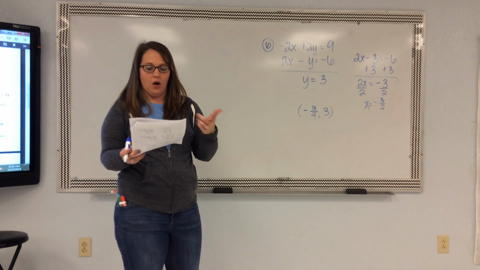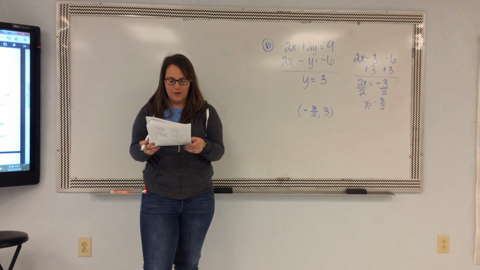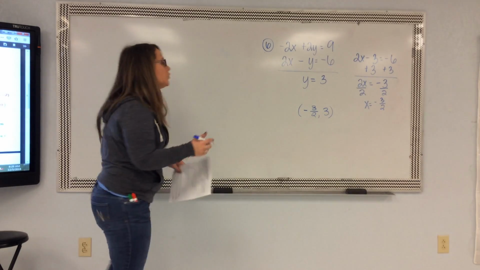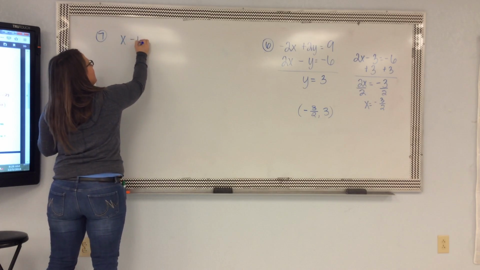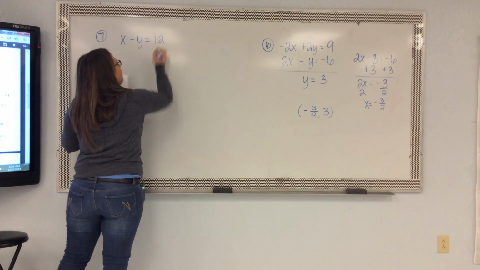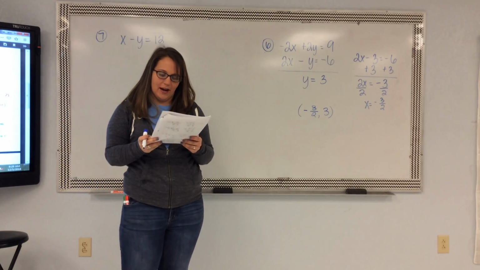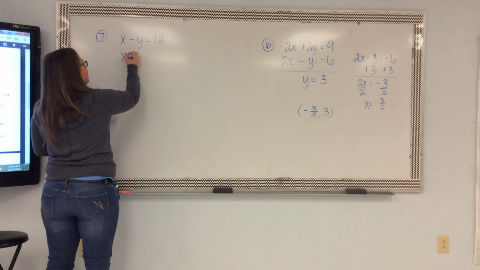You're welcome to use R and K if that helps you, but I'm just going to go ahead and use X and Y. The difference of their ages is 12, so that means if you subtract the two numbers, you get 12. So the first equation in my system is X minus Y equals 12. The next part says the sum of their ages is 50, which means X plus Y is 50. Sum means to add.